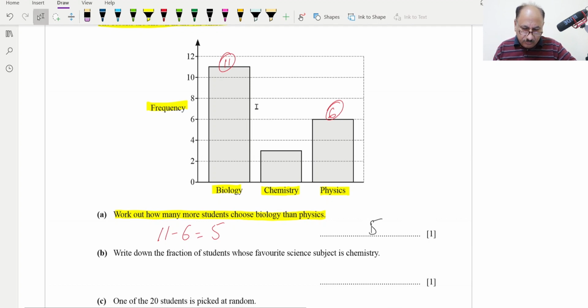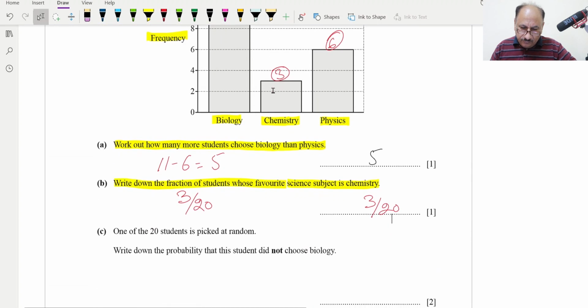1 mark, straightforward question. Now B part, write down the fraction of students whose favorite science subject is chemistry. If we check, chemistry is between 2 and 4, so it will be 3. So 3 out of the total, which is 20. So we can provide the answer as 3 out of 20.